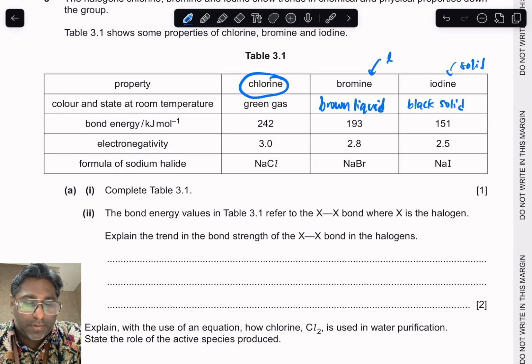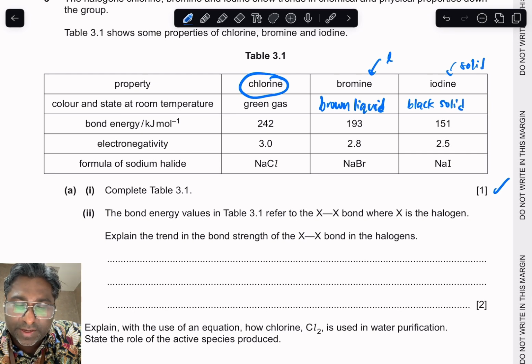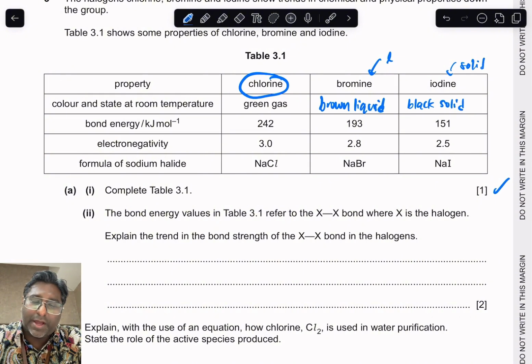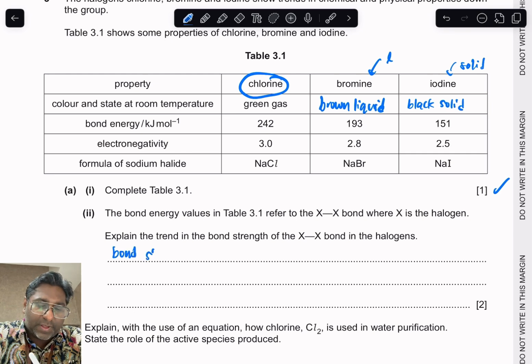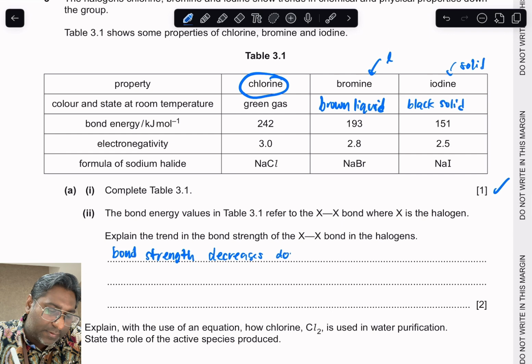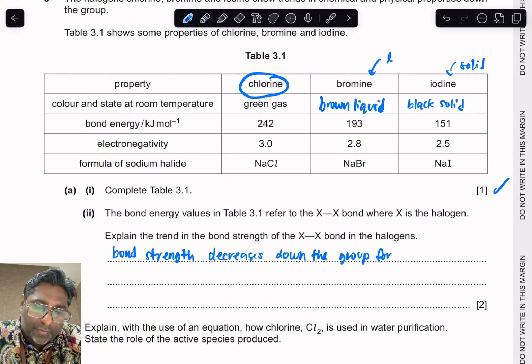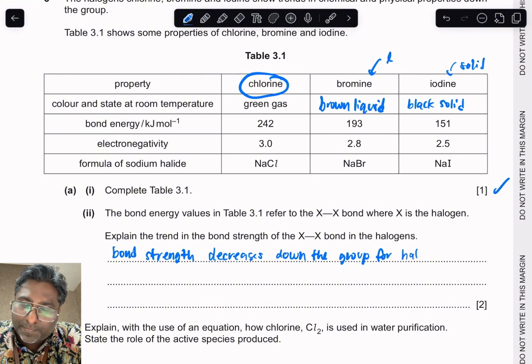Now, complete the table, done. The bond energy values in table 3.1 refer to the X-X bond, where X is halogen. So explain the trend in bond strength in the halogens. So if you look at Cl to iodine, the bond energy decreases, the bond strength decreases down the group for halogens.